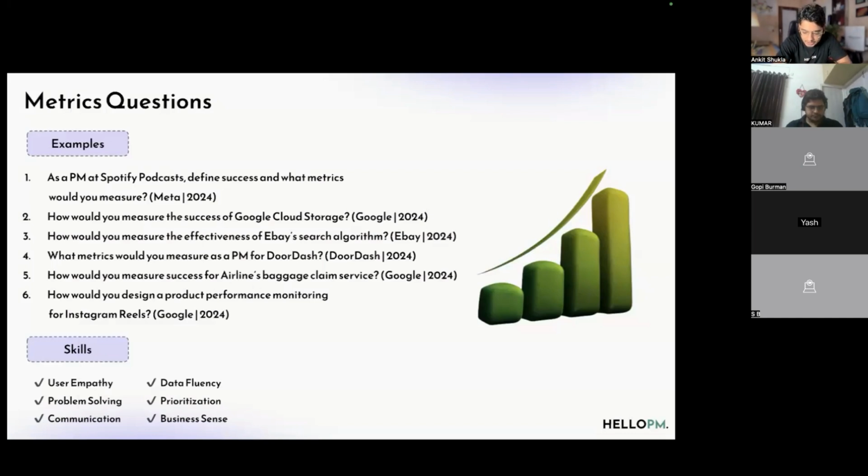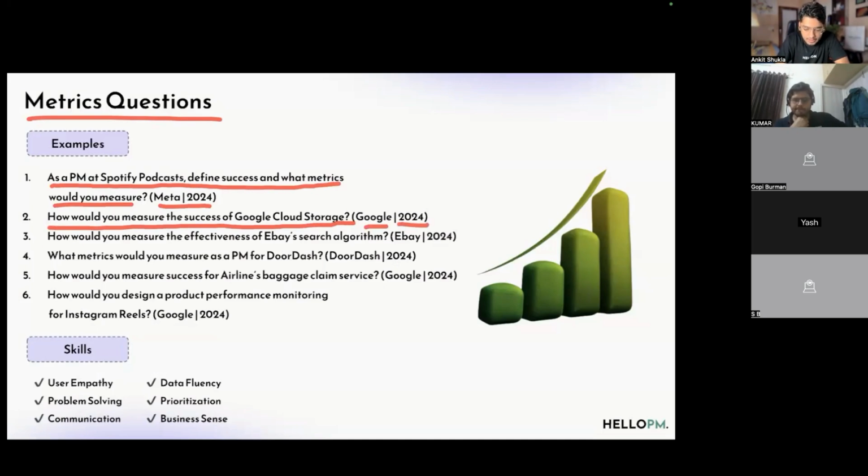The second kind of questions are metrics questions. Metric questions are like these. As a PM at Spotify Podcast, define success and what metrics would you measure? Asked in Meta 2024. How would you measure the success of Google Cloud Storage? Google 2024. How would you measure the effectiveness of eBay search algorithm? eBay 2024. The pattern that you are following is there is a product, there is a feature. How would you know if this feature is actually working or not?